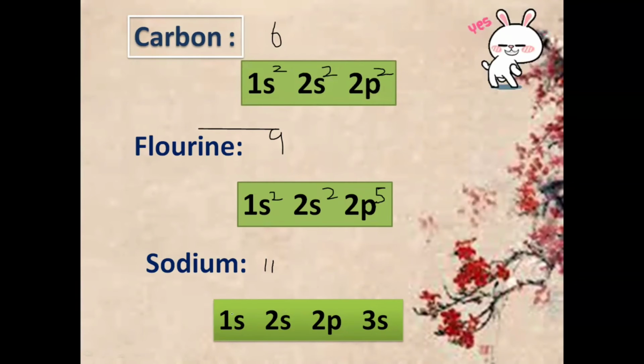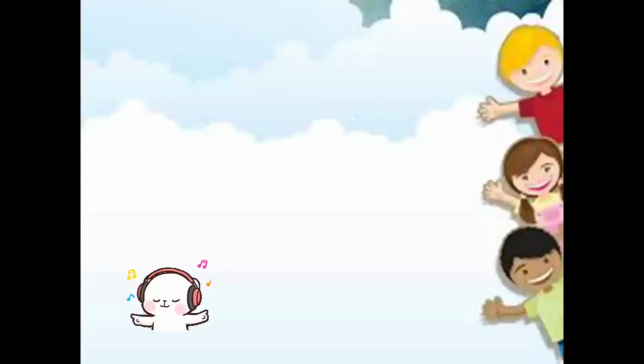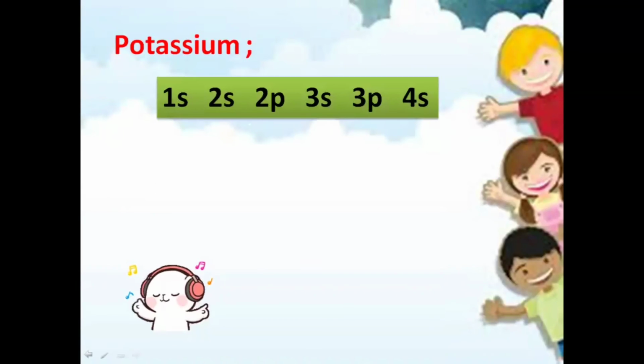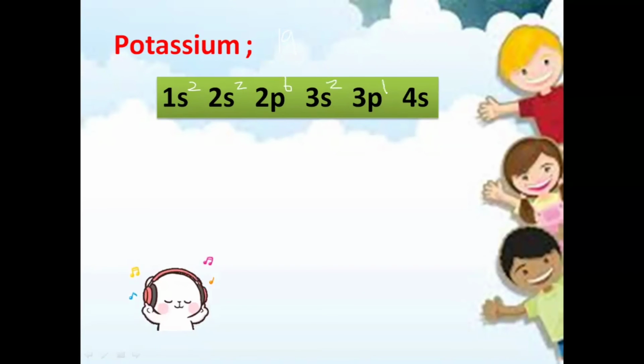Then how much will we get? 1s2, 2s2, 2p6. So totally 10 over. Again it will be 1. Now let's see for the potassium. What is the atomic number of potassium? That is 19. So 1s2, 2s2, 2p6, 3s2, 3p6. So 6 plus 2 is 8, plus 10 is 18, then remaining 1.